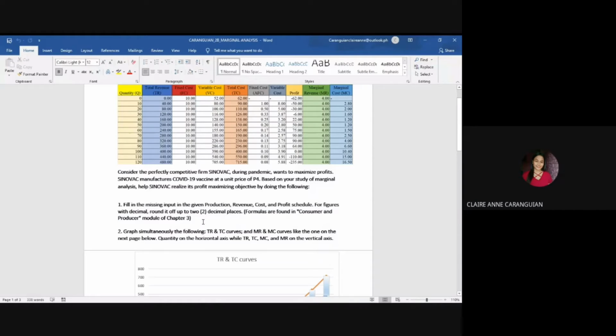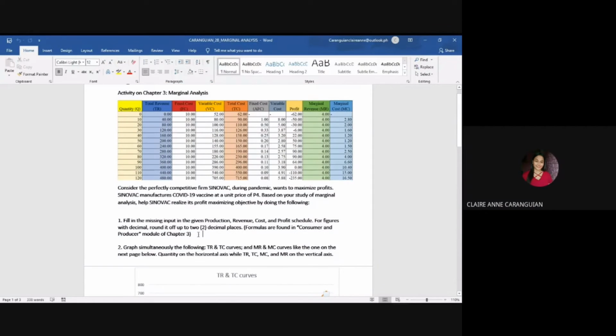Formulas are found in Consumer and Producer Module, Chapter 3. So, kanina, di ba, pinakita ko sa inyo yung mga formula na ginamit ko nung nakuha ko tong mga sagot. So, nakuha ko yun sa Consumer and Producer Module Chapter 3. Isa sa mga instruction is kailangan round it off into 2 decimal. So nakikita naman natin yung sagot is rounded off into decimal.